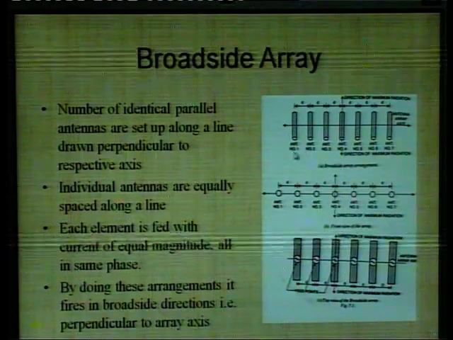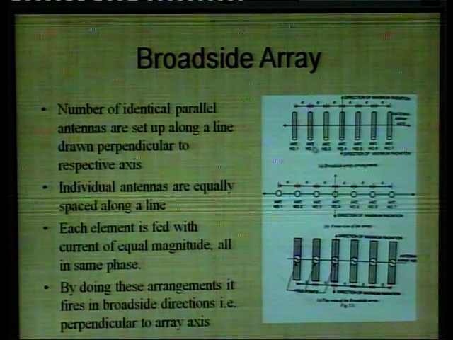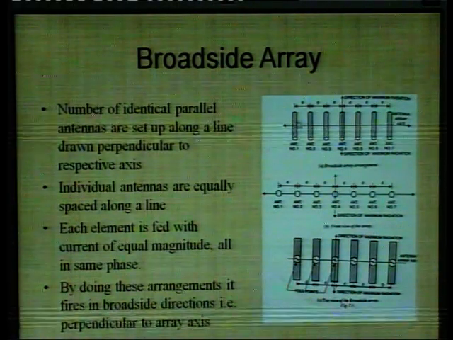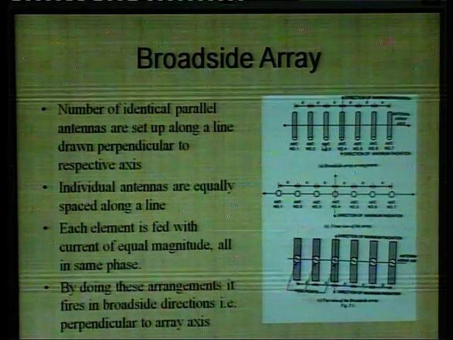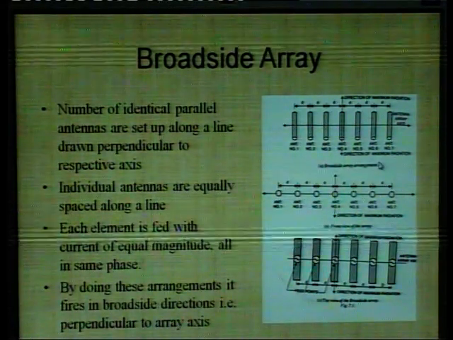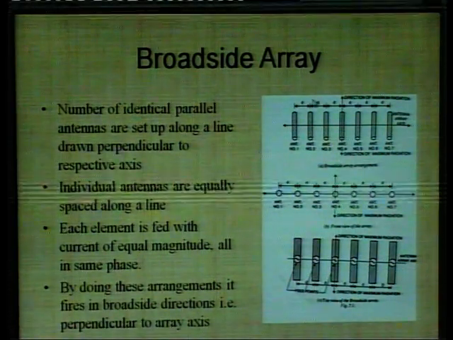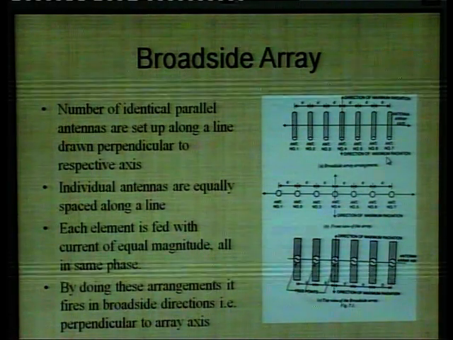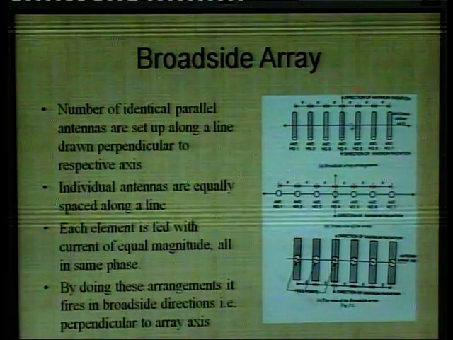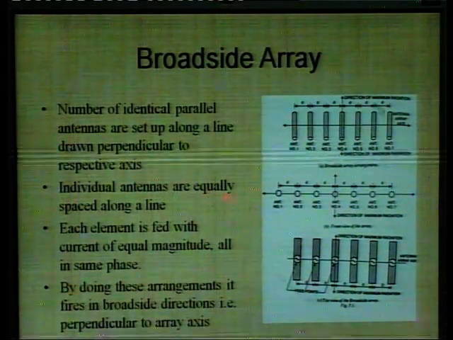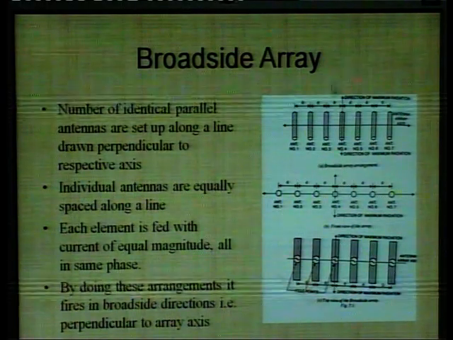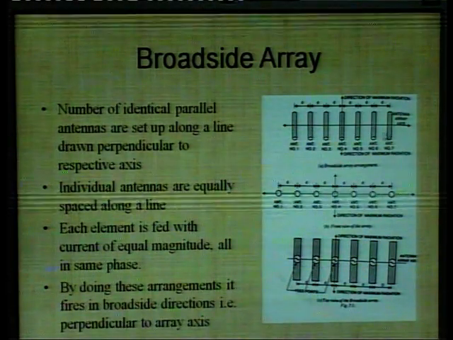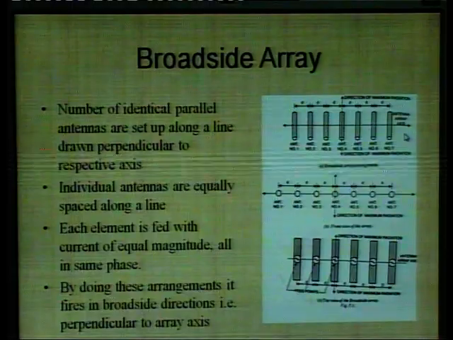Each element is fed with a current of equal magnitude and all are in the same phase. The current flowing through each antenna is in the same phase. By doing this arrangement, the broadside array fires in the perpendicular direction. Perpendicular direction means the broadside direction. The axis along which the antennas are placed is known as the array axis.